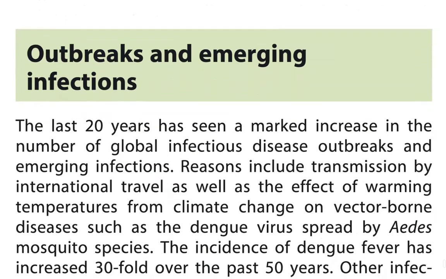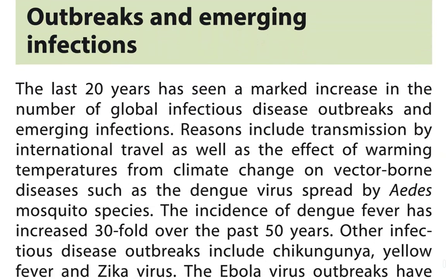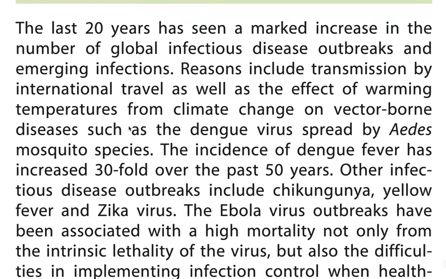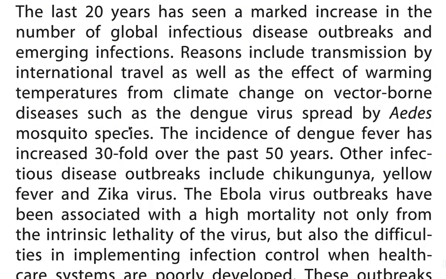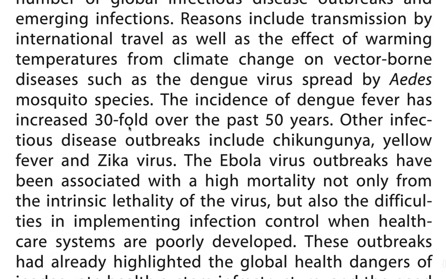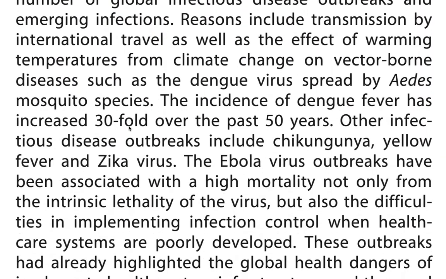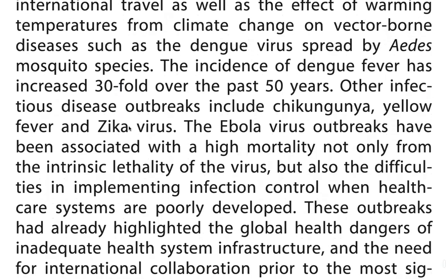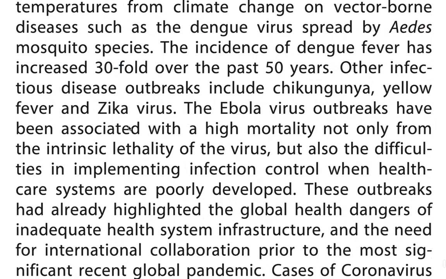Outbreaks and emerging infections. The last 20 years have been marked by an increase in the number of infectious disease outbreaks and emerging infections. Reasons include transmission through international travel, as well as the effect of farming and temperatures from climate change, and vector-borne diseases such as dengue, spread by Aedes mosquito species. Dengue fever has increased 30-fold over the past 50 years. Other infectious disease outbreaks are increasing, including chikungunya, yellow fever, and Zika virus.